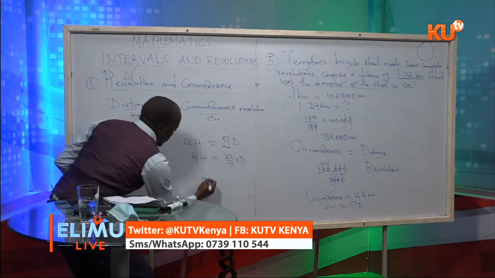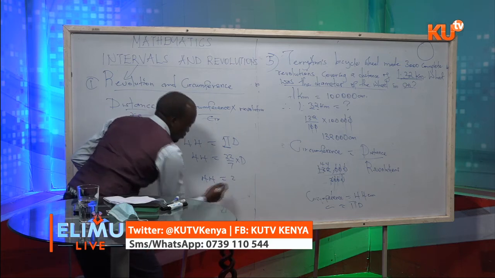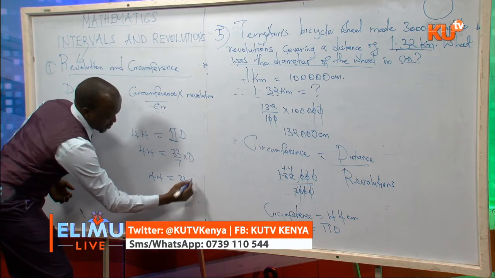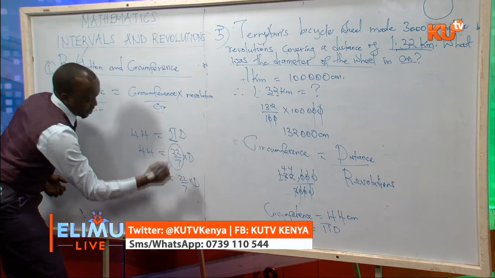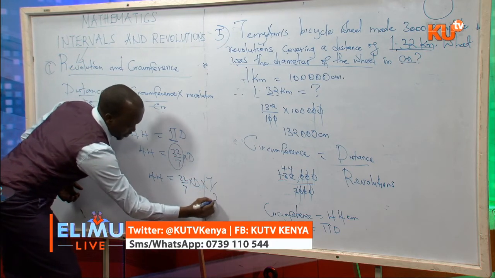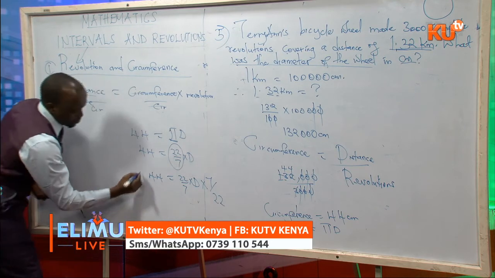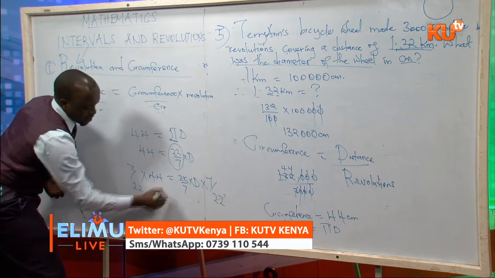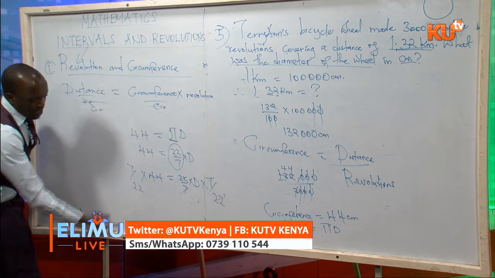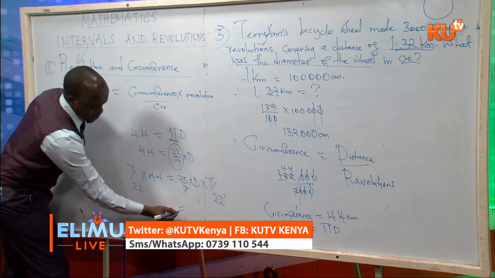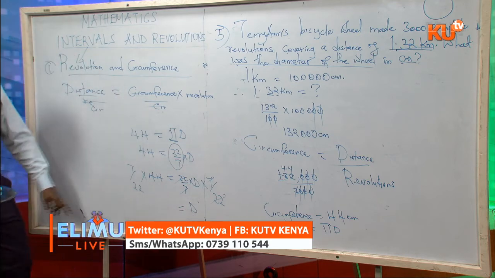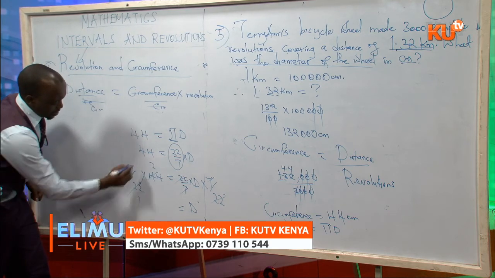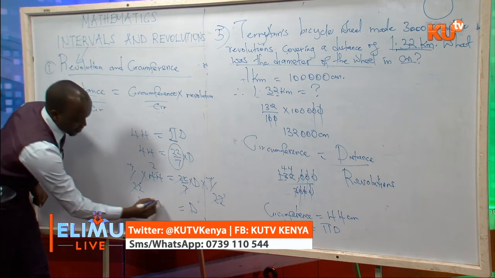We take 44 is equal to 22 over 7 times d, and the reciprocal of this number is 7 over 22. We multiply both sides by 7 over 22. This one cancels that one, this one cancels that one, meaning the other side will remain with d. Simplify this side: 1, 2. We take 2 times 7. That is 14.